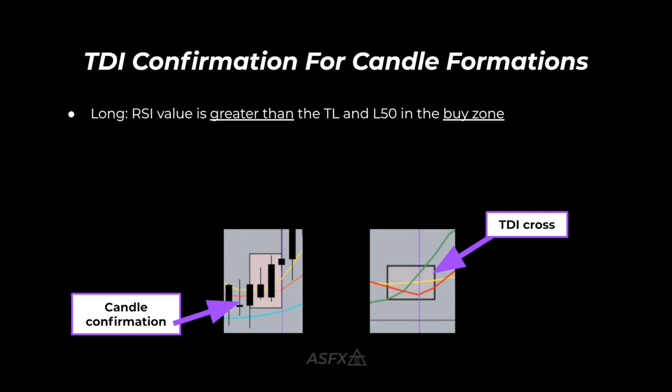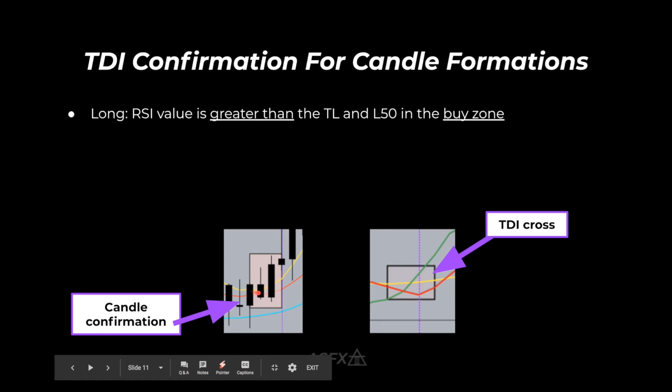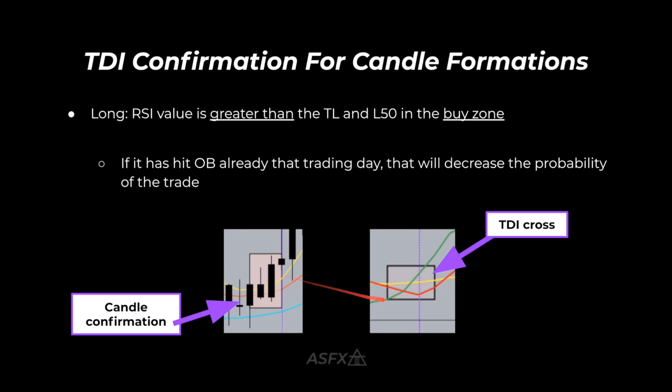So first, understand that when we're talking about the confirmation long, that is when the RSI value is greater than the trend line and the liquid 50 in the buy zone. More often than not, I would say 99 out of 100 times, the candle formation itself, as you can see here, that we've talked about before, will come off the 21 EMA, and the cross of that RSI pulling through the liquid 50 and trend line here will happen at the same time as well.